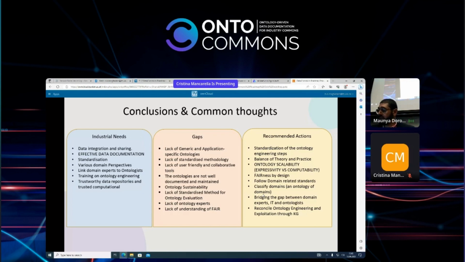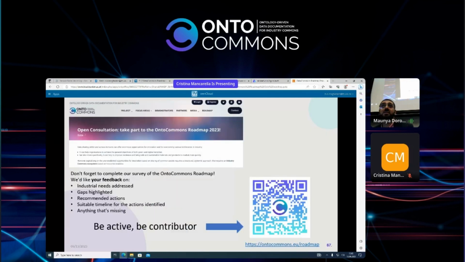For that, we need your help, the community help. All that we developed or identified in the roadmap came from the community, from the different stakeholders, and we need more input from your side, more participation. So we have an open consultation in order that all the community be active on the roadmap.